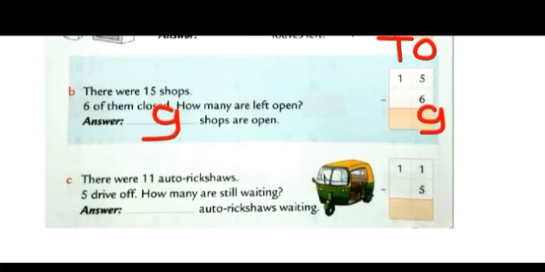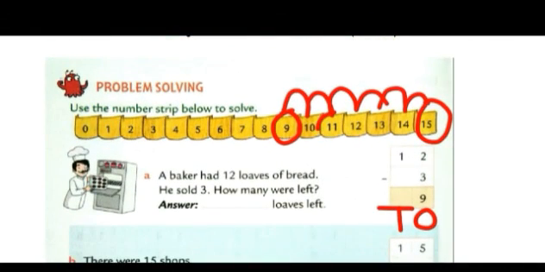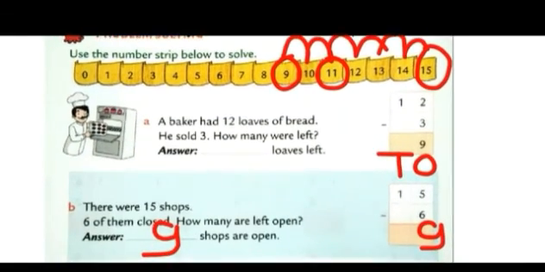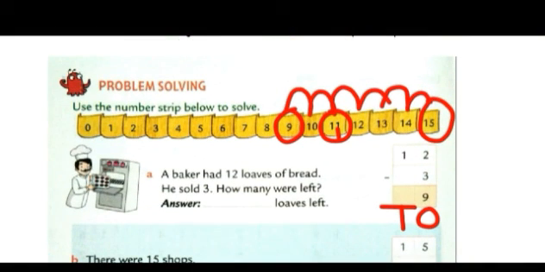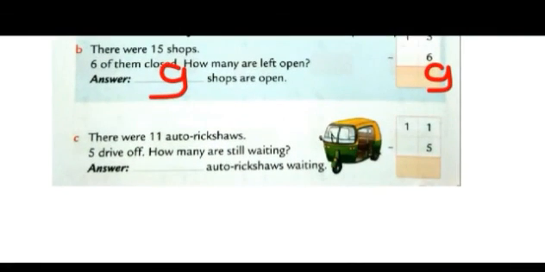Now see the next one. There were 11 auto rickshaws. 5 drive off. How many are still waiting? So total 11 rickshaws were there. 5 of them drive off. How many are left? So on the number strip we have to mark 11. Now how many places do we have to move back? We have to move back 5 places, starting from 11. 1, 2, 3, 4, 5. That means we got 6. So the correct answer is 6. 6 auto rickshaws are waiting. So this is the way we do it.